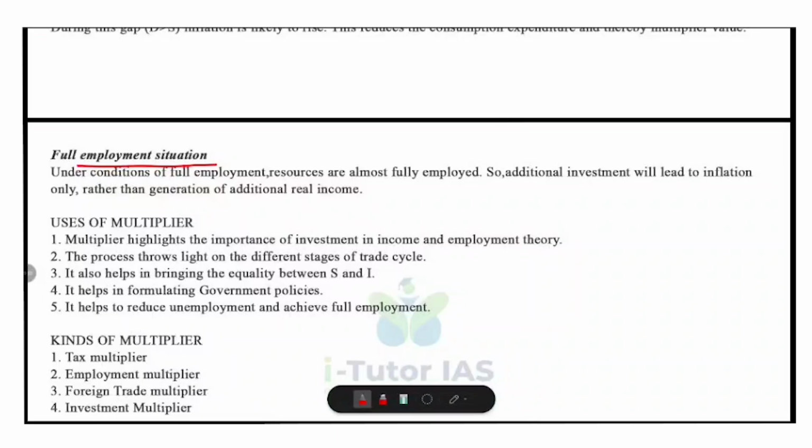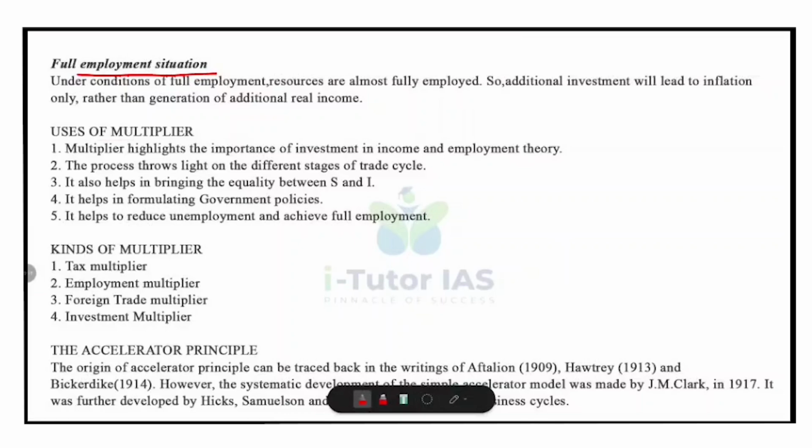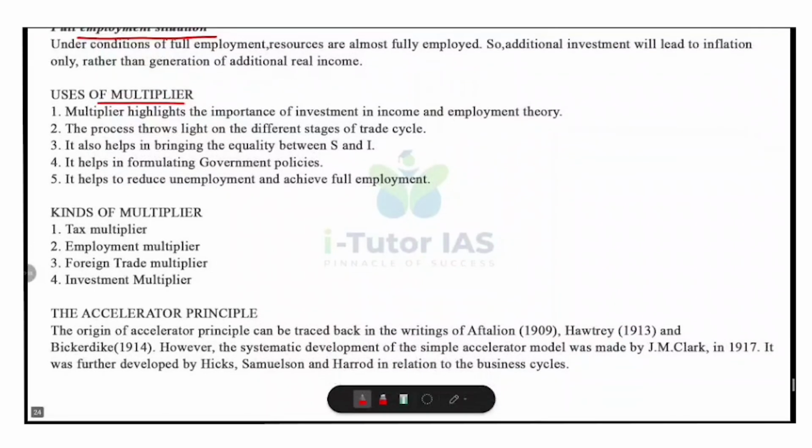Okay, now we are moving to the final part, that is uses of multiplier. The multiplier concept shows how an initial increase in investment leads to multiple increase in income and employment in the economy. It has several important theoretical and practical uses in economics and policy making. What are those? First, the importance of investment. Yes, it highlights the importance of investment in income and employment theory.